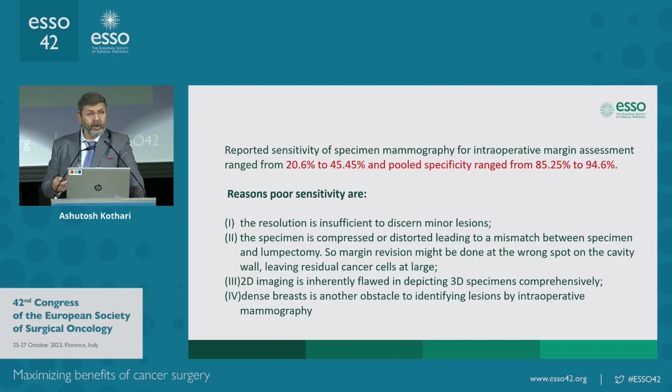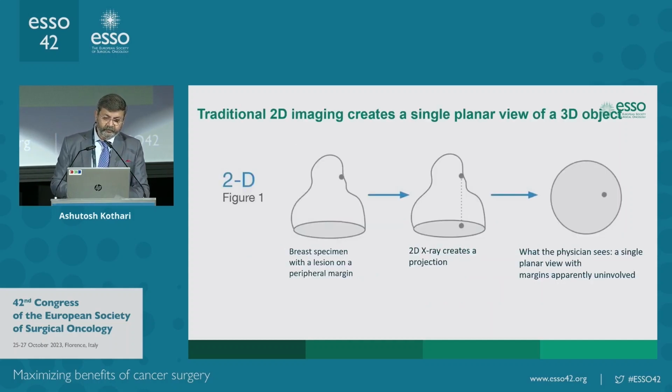Now, the reason why you might get some low sensitivity of specimen radiography is that the resolution is not good enough. These are old generation machines. The new ones, of course, the screens are much better. The screen that comes with certain machines is the resolution that the radiologists use to report. The specimen gets compressed because of the pancake phenomenon, so there's a lot of 2D projection that goes on. We'll see how 2D images are slightly flawed in dense breasts. So this is the problem with 2D imaging.